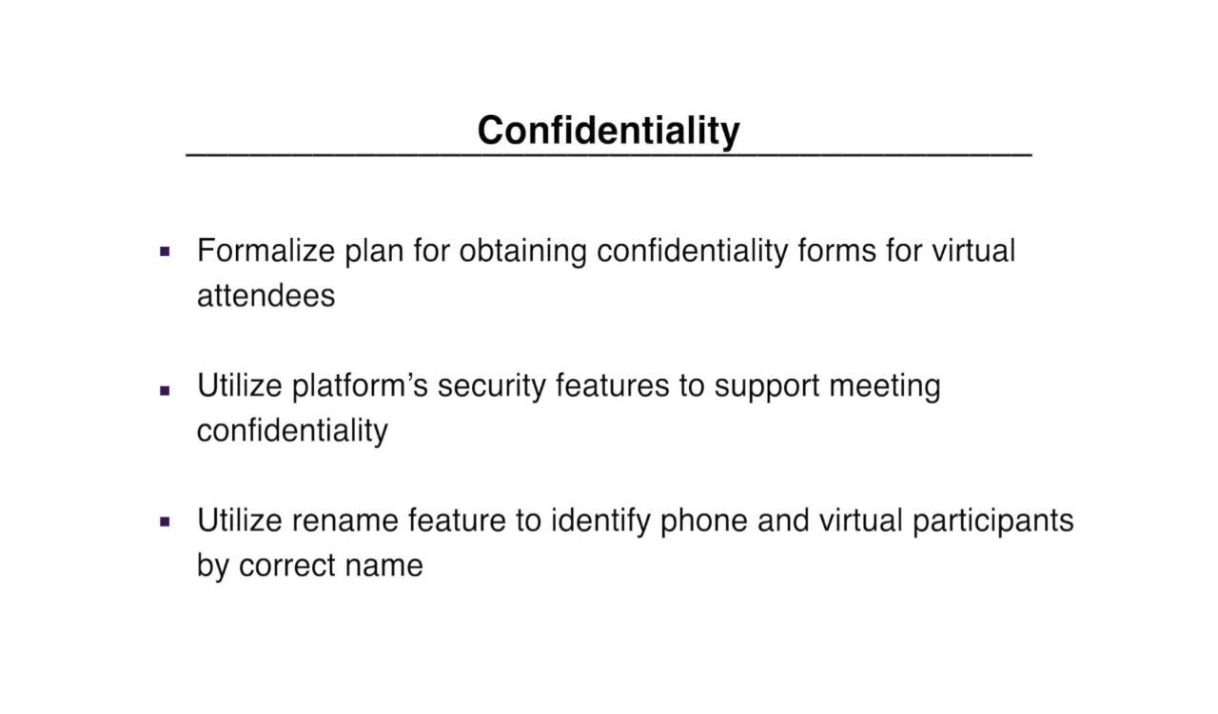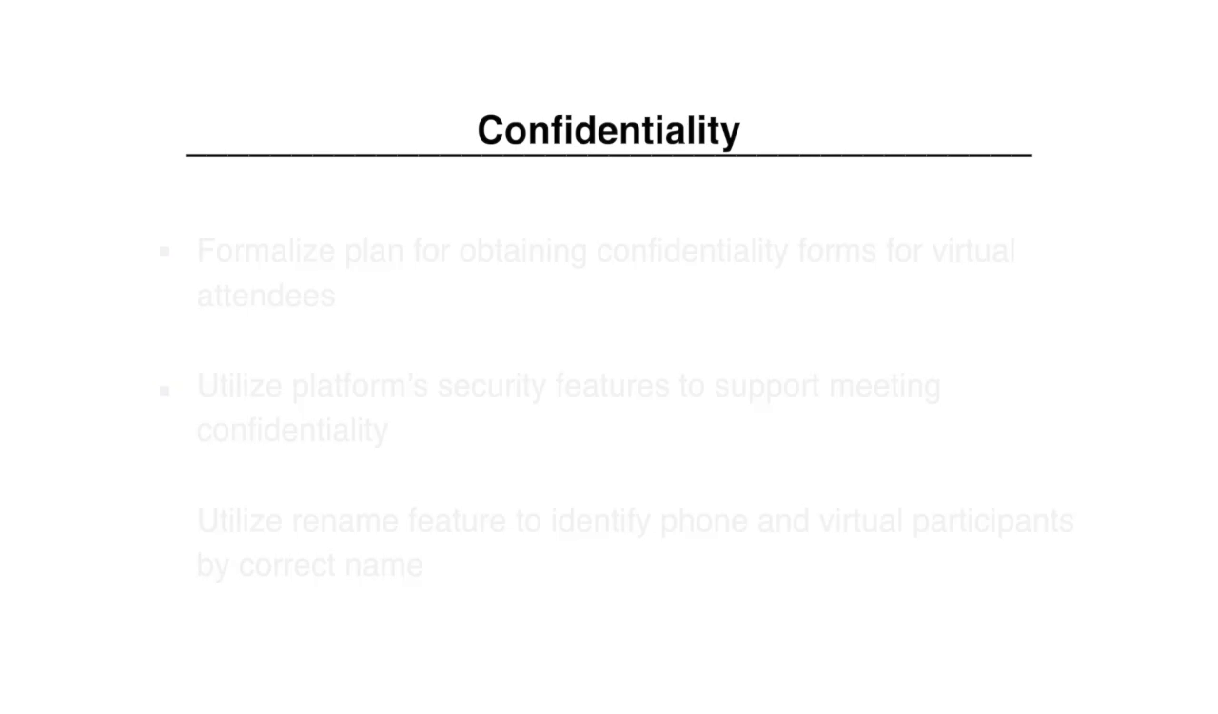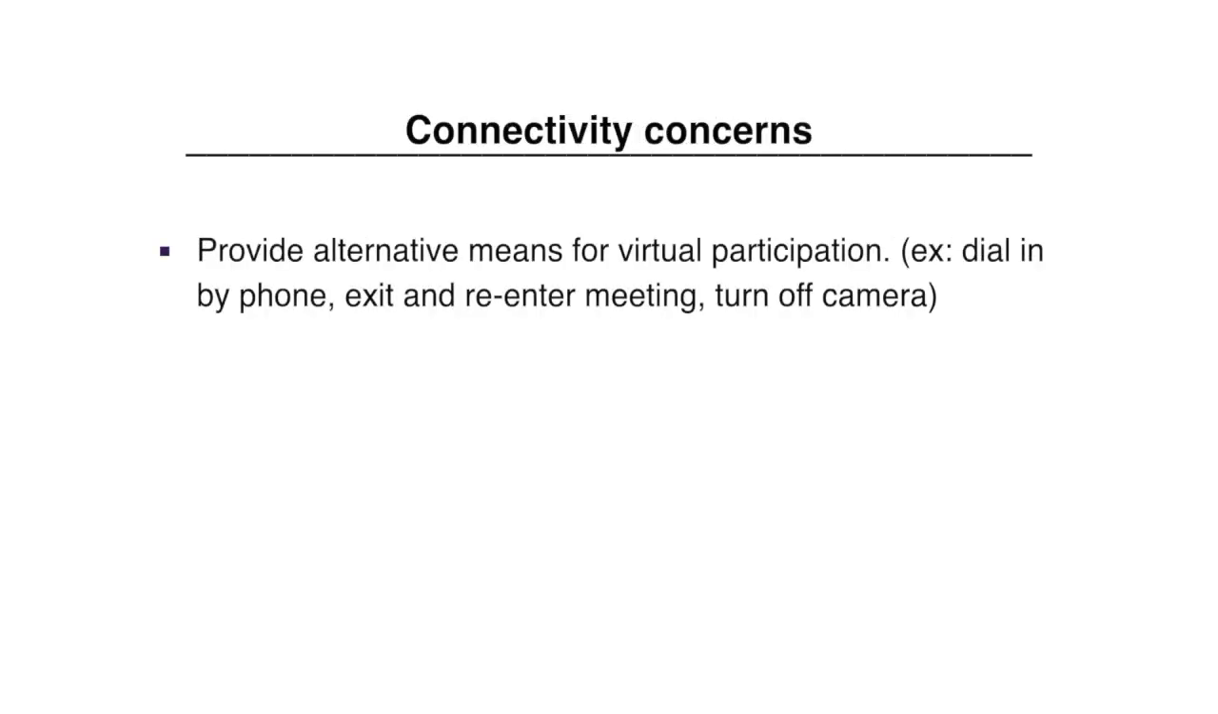Utilize the rename feature to identify phone and virtual participants by their correct name. Connectivity concerns. Provide alternative means for virtual participation, for example, dial in by phone, exit and re-enter the meeting, or turn off the camera. Provide ready access to the call-in number.